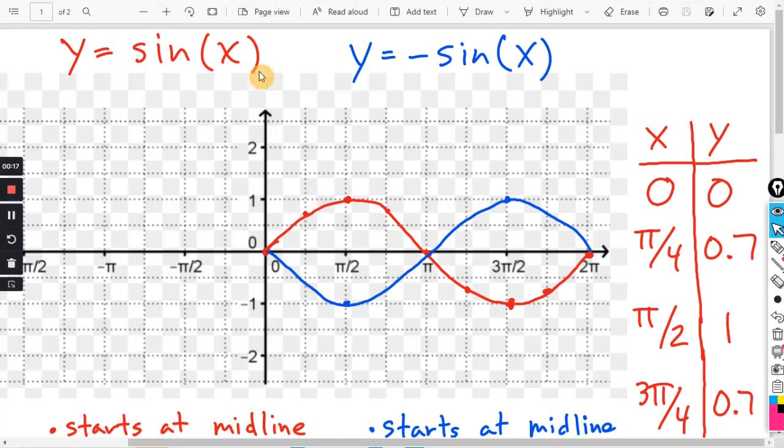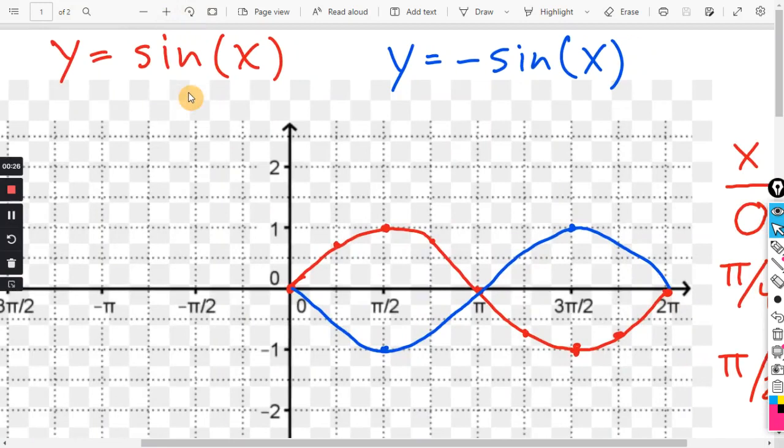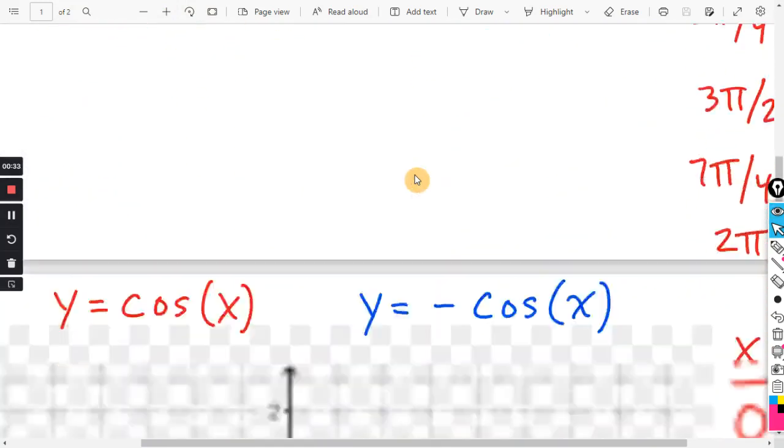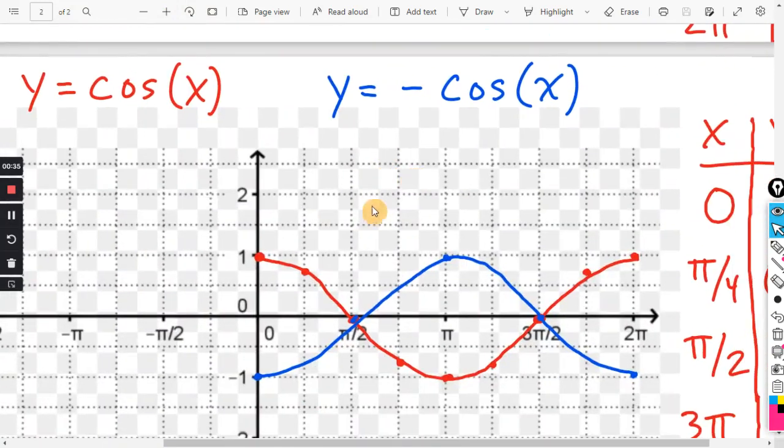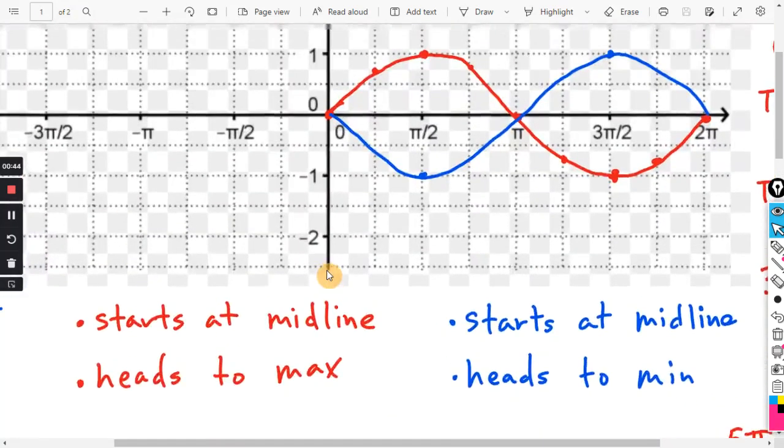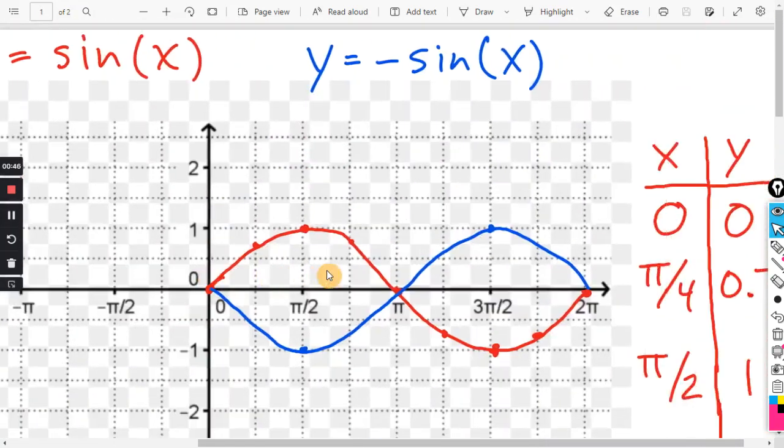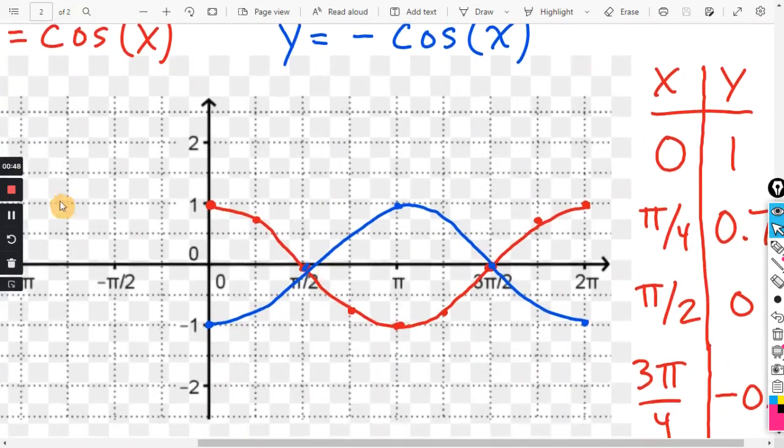But anyhow, the one in red is the sine of x, and the one in blue is the negative sine of x. All right, so we're going to start each problem with either one of these two, or the cosine of x. All right, the one in red is the cosine of x, and the one in blue is the negative cosine of x. So you need to familiarize yourself with the characteristics of all four of these graphs.